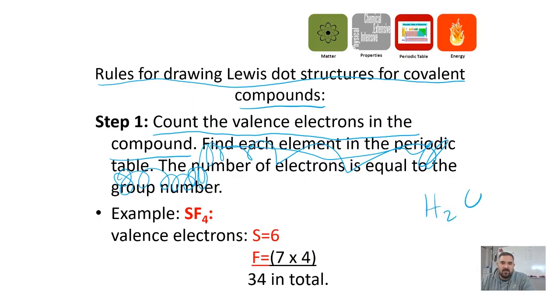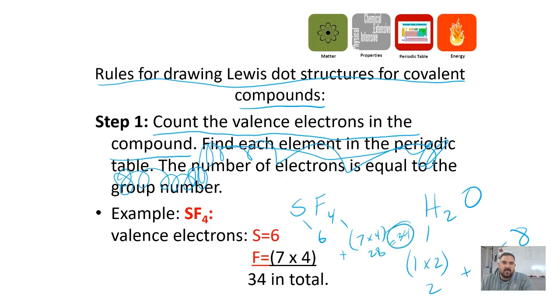So here's a compound, H2O. Hydrogen has one valence electron, but we have two of them. So that's 1 times 2, which is 2, plus oxygen, which has 6. So we have a total of 8 valence electrons. Over here, another example they give us is SF4. Sulfur has 6 valence electrons, and then fluorine has 7 times 4, which is 21, plus 6, sorry, not 21, 28, plus 6, which gives us the 34 total. So the first step for Lewis structures for covalent compounds is always going to be to count up your valence electrons.